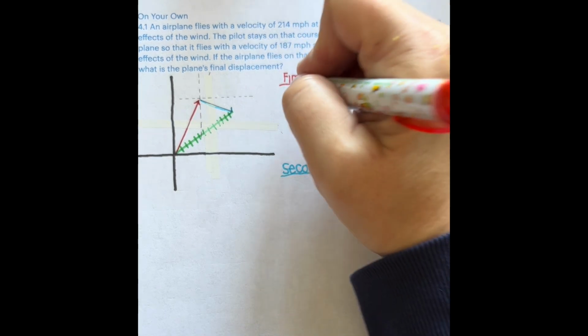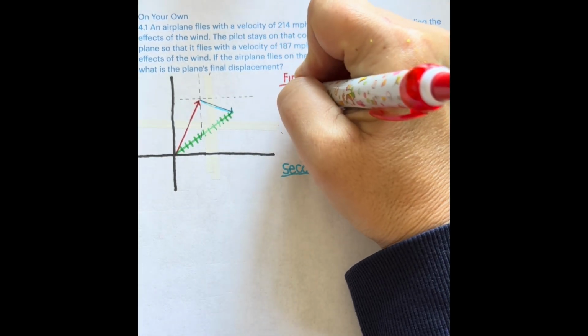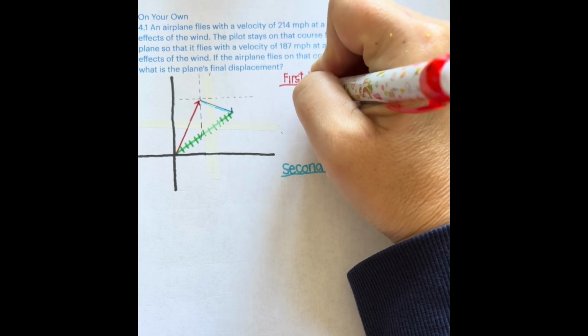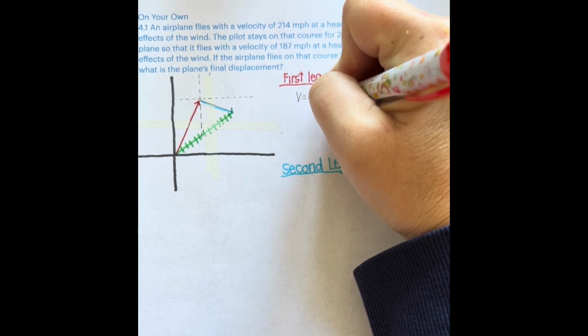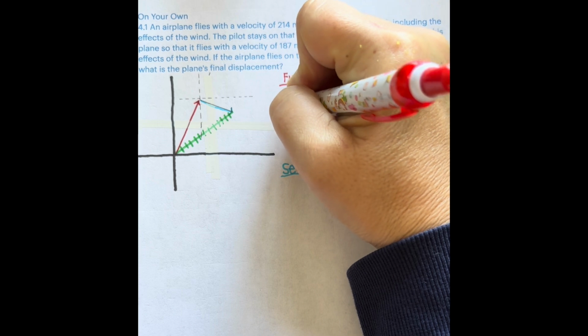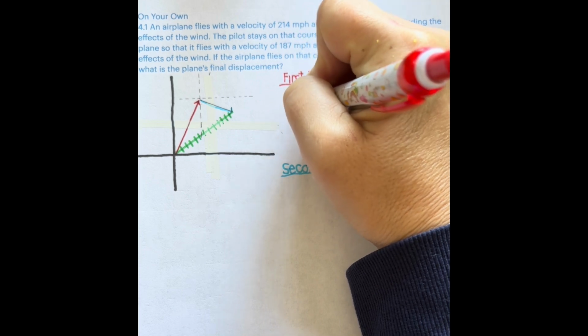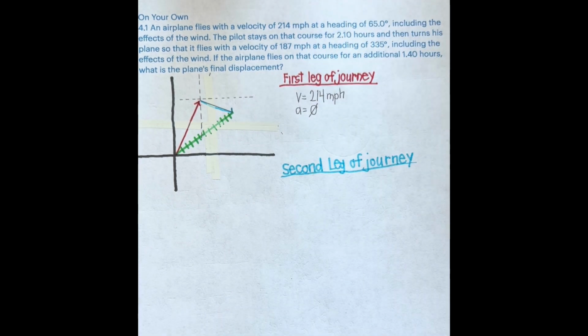Each leg of the journey is an independent one-dimensional problem because the airplane travels in a straight line in each case. In the first leg of the journey, the velocity is 214 miles per hour. The acceleration is 0 because the velocity is constant. So let's write that down. Velocity equals 214 miles per hour. Again, the acceleration is 0 because the velocity is constant.